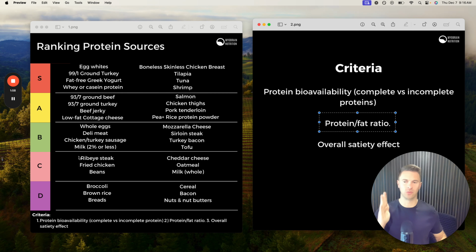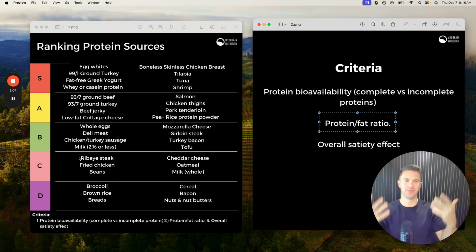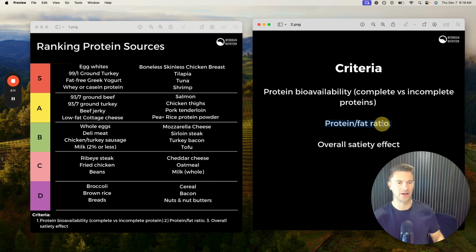Then we compare something like a ribeye steak. Maybe in order to get 20 grams of protein, you may need to get 20 grams of fat just in order to get that because it's built into the meat, right? So of course, the higher the fat content, the lower it will rank on this list.